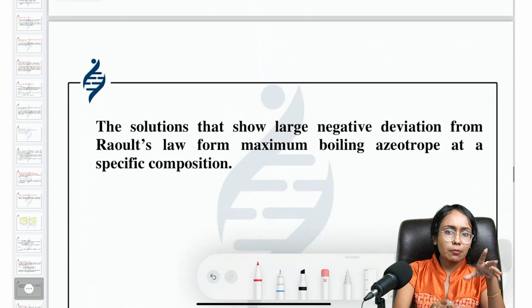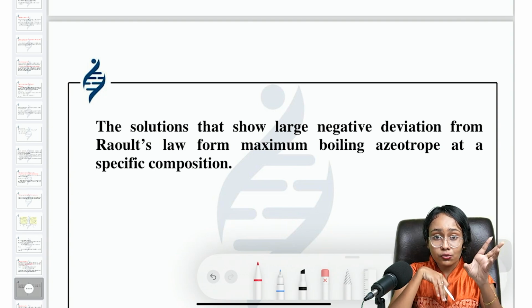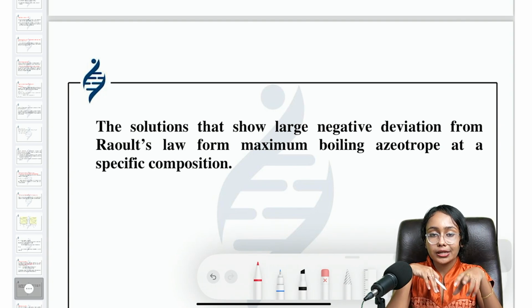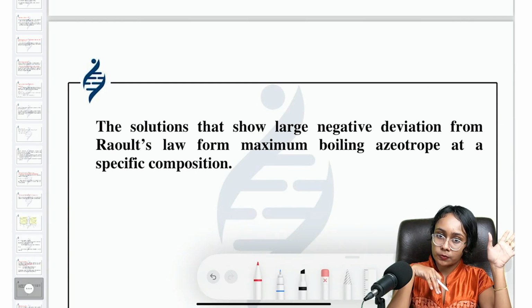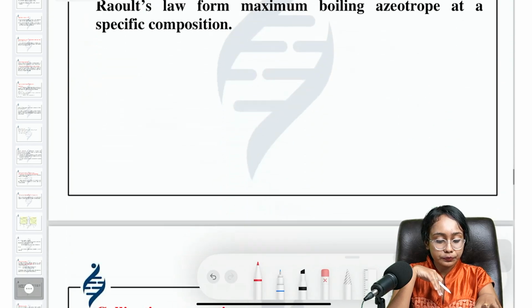So what is a maximum boiling azeotrope? The vice versa case. Those who show negative deviation, large negative deviation from Raoult's law, are called maximum boiling azeotropes. So for the topic of azeotropes, you just have to know what an azeotrope is and what their properties are. Also the divisions of azeotrope, that is, into minimum boiling azeotrope and maximum boiling azeotrope.